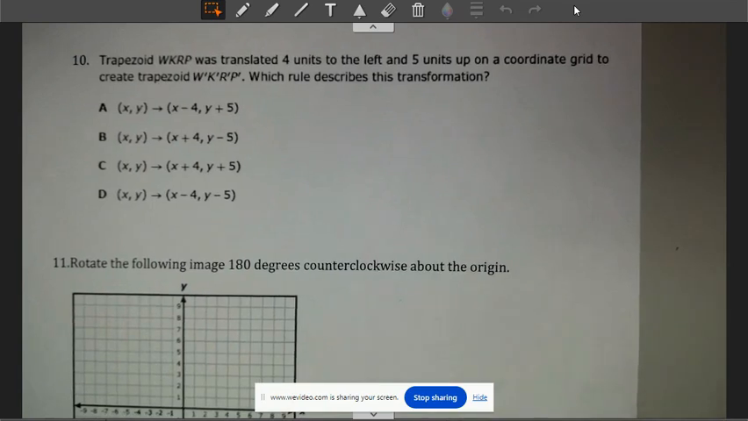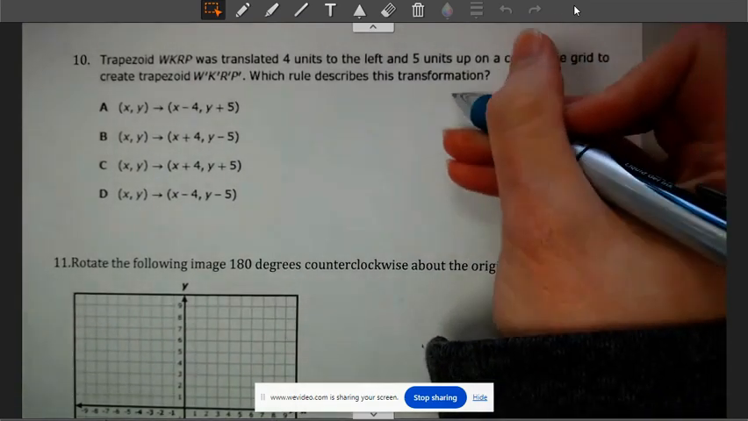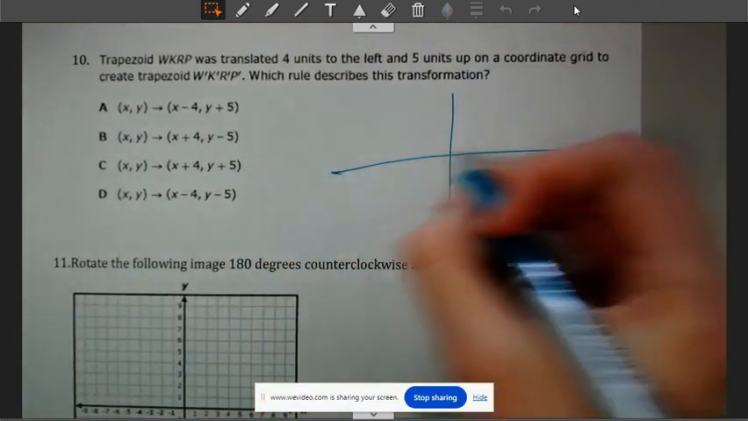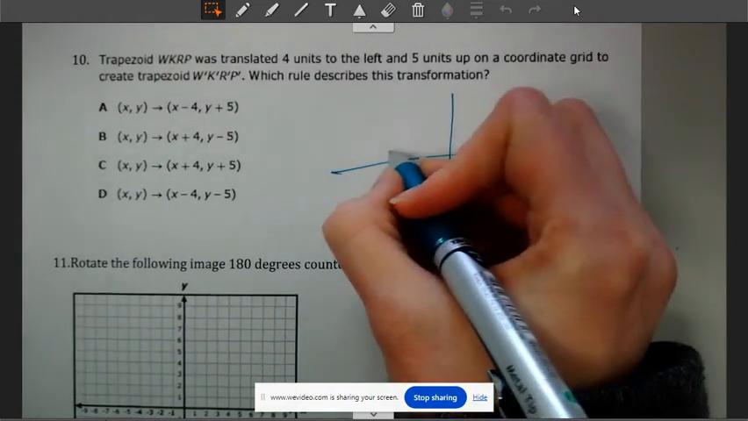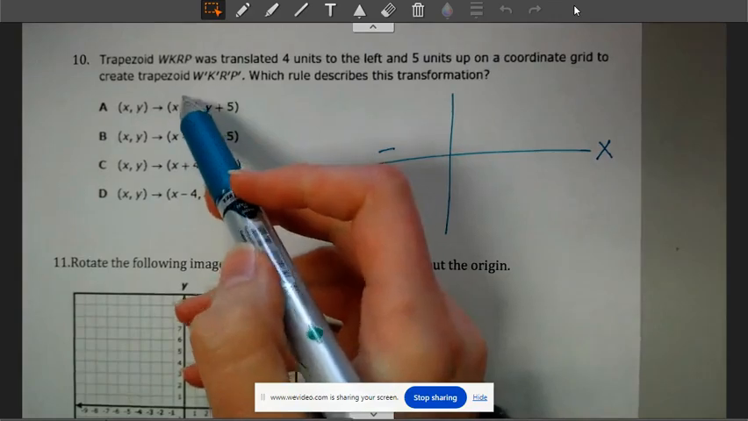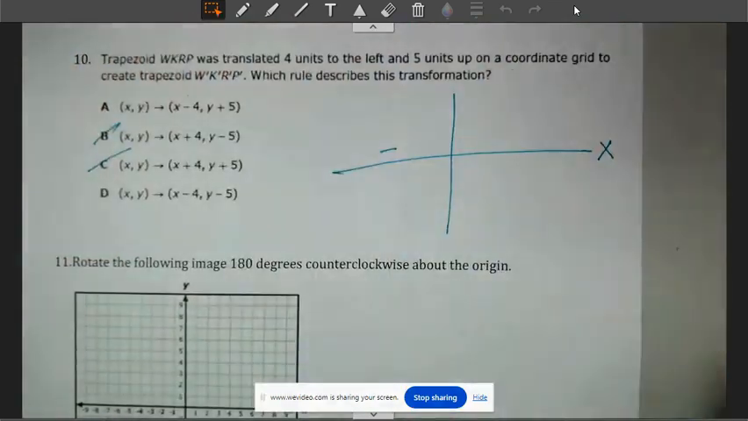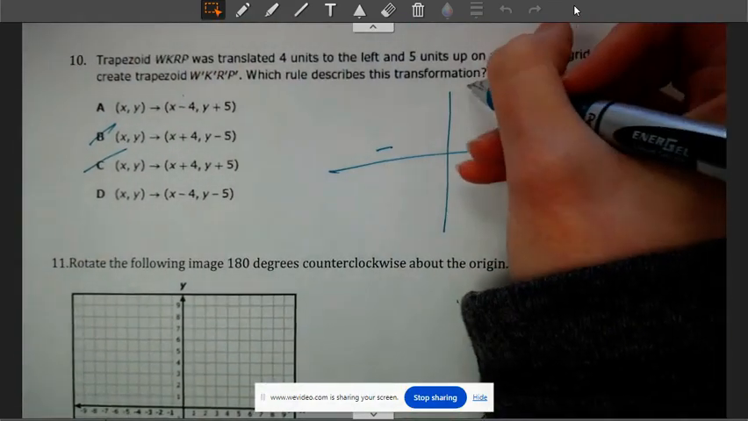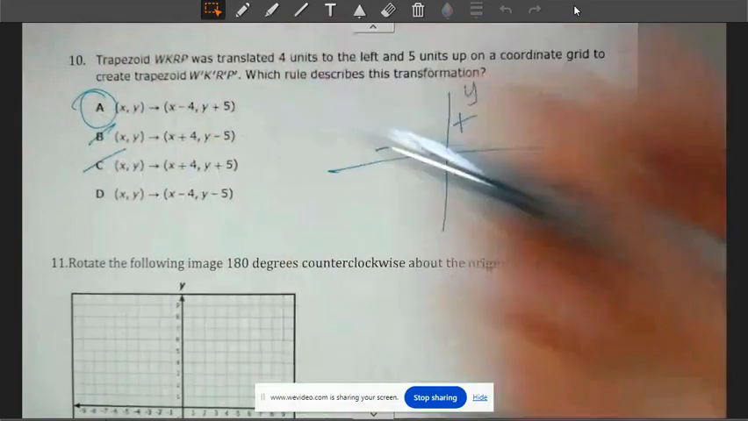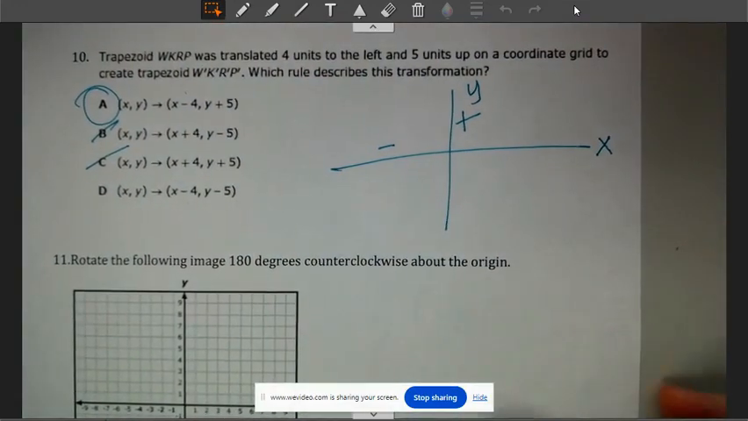Number 10, trapezoid WKRP was translated 4 units left and 5 units up on the coordinate grid. Which rule describes the transformation? Okay, so if we have a coordinate grid, we can move left and right. So left, this happens in the x. So when we move left, that moves into the negative. So we're looking for subtracting 4, which I can see is B and C, okay? And then when we move up, we're talking about y, and that would be positive. So I want to be adding 5, so the answer is A.